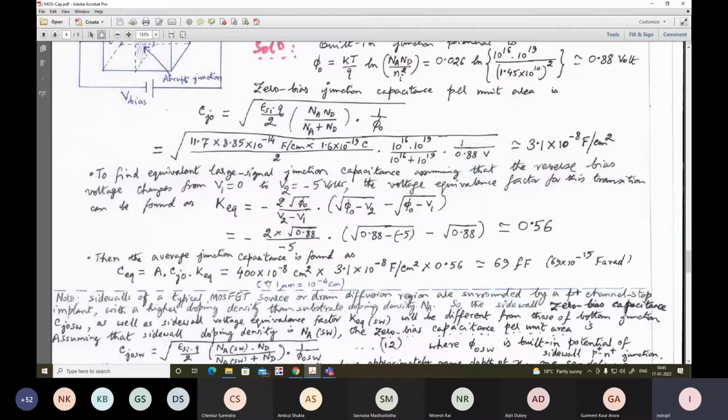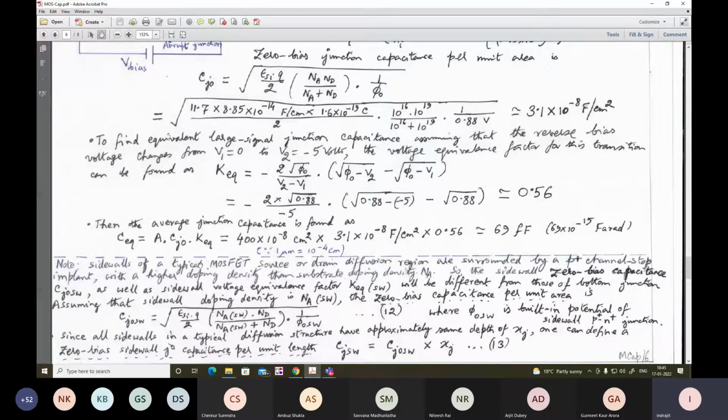Right? So the sidewalls of a typical MOSFET device, source or drain diffusion region, are surrounded by a P plus channel stop implant with a higher doping density than the substrate doping density. So the sidewall zero bias capacitance CJOSW, SW for sidewall, we have to calculate. J0 means the zero bias capacitance per unit area, as well as the sidewall voltage equivalence factor. These will be different from those of the bottom junction, assuming that the sidewall doping density is Na.